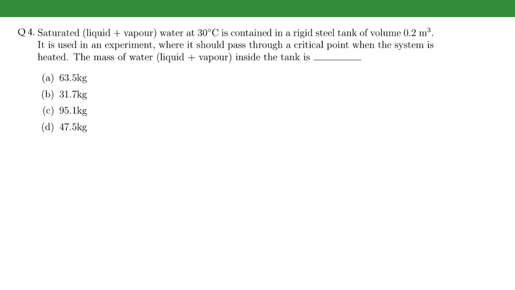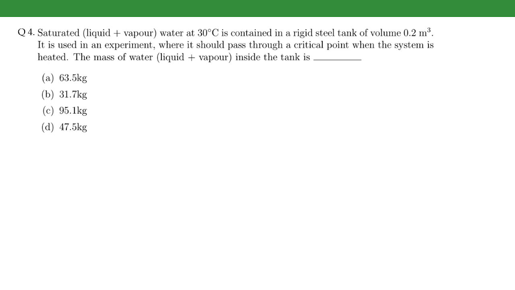So saturated, that is liquid plus vapor, water at 30 degrees Celsius is contained in a rigid steel tank of volume 0.2 meter cube. It is used in an experiment where it should pass through the critical point when the system is heated. The mass of water, that is liquid plus vapor, inside the tank is what? That is the total mass of the mixture inside the tank.